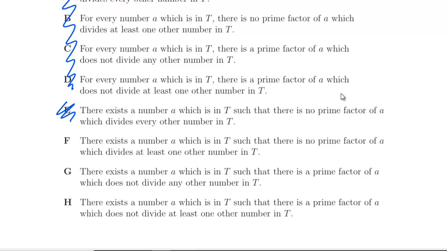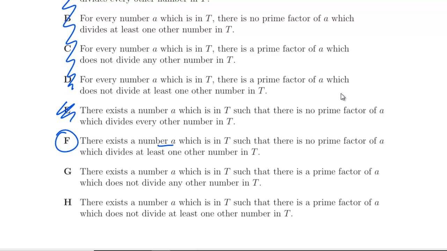We want none of them, which divides every other number. That's just going too far. There exists a number a, yeah, no prime factor of a which divides at least one other number. That seems to be it to me. So we need a number, just any one of them, to break the every bit, and then no prime factor breaks the a bit in prime factors, and divides at least one other number.